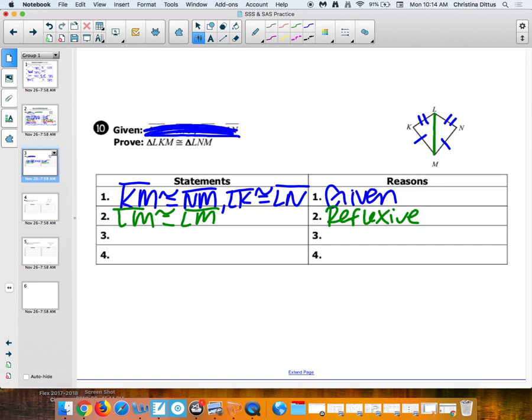Anytime they share something, write it down and call it reflexive. Now what? Write my proof. Why can I do that? Because we have SSS. Write the triangle proof part. Triangle LKM is congruent to triangle LNM because we got three pairs of sides that are congruent.